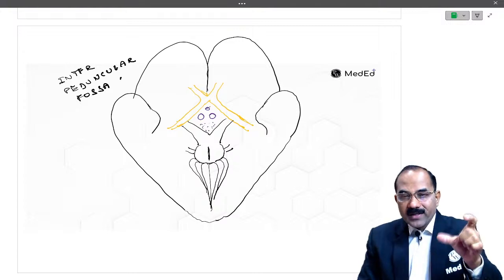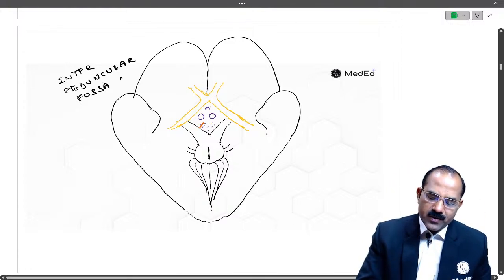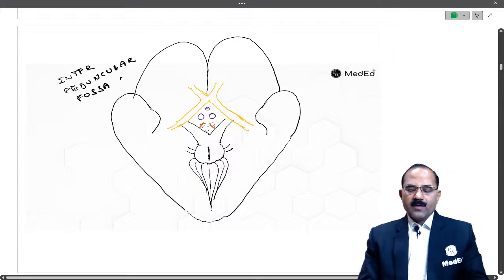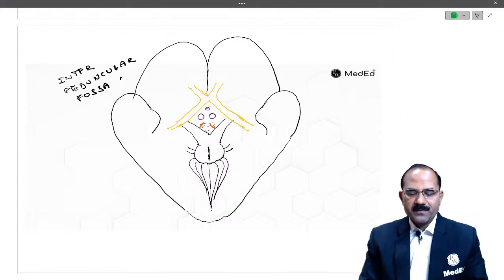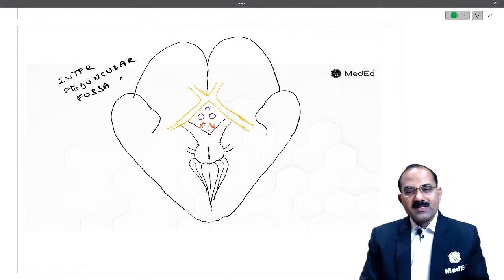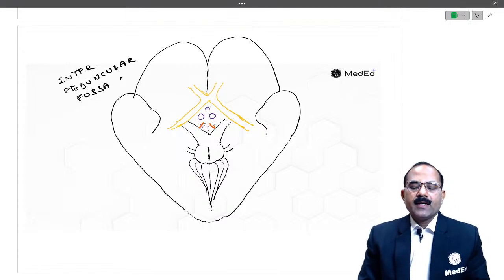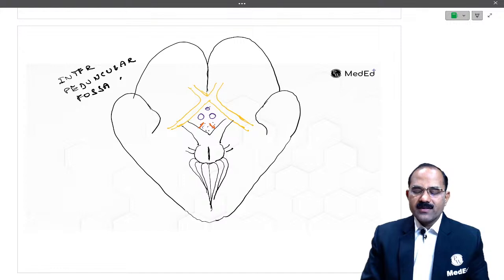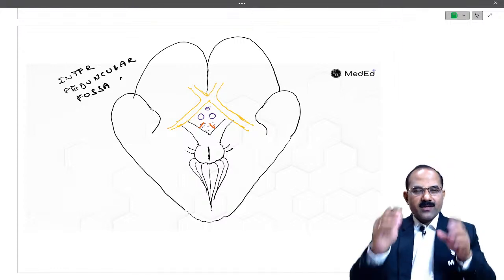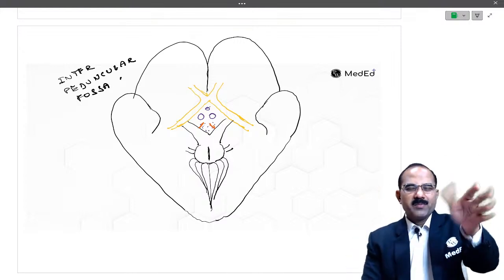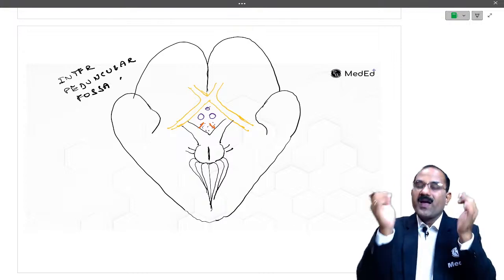And what are the contents of the interpeduncular fossa? Can anyone tell me what this nerve is, which is attached to the midbrain and arises from the ventral aspect of the midbrain? This is a content of the interpeduncular fossa. That's the third nerve. And what lies here is the circle of Willis. Now, I'm not drawing the circle of Willis. So, the contents of the interpeduncular fossa are the third nerve and the circle of Willis.